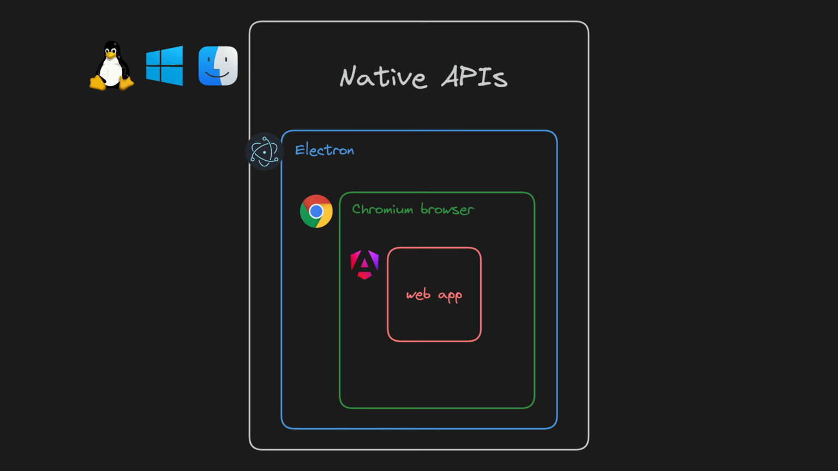The fundamental thing Electron allows you to do is to build a desktop application where the user interface is implemented as a web application. It achieves this by spawning a Chromium browser within a native desktop application, and it runs your web code inside of that browser. But our main application code is still running inside of a restricted browser environment. So how is it exactly that Electron allows us to access native APIs?